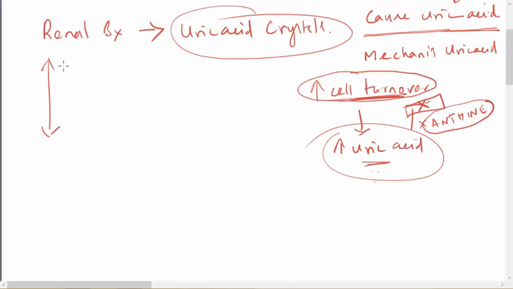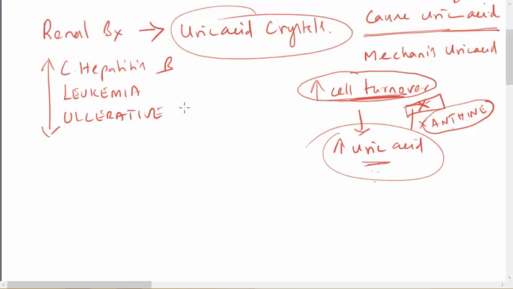They gave chronic hepatitis B, leukemia, and they gave ulcerative colitis and rheumatoid arthritis.